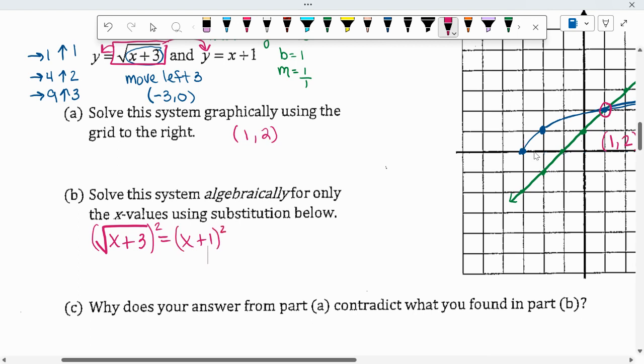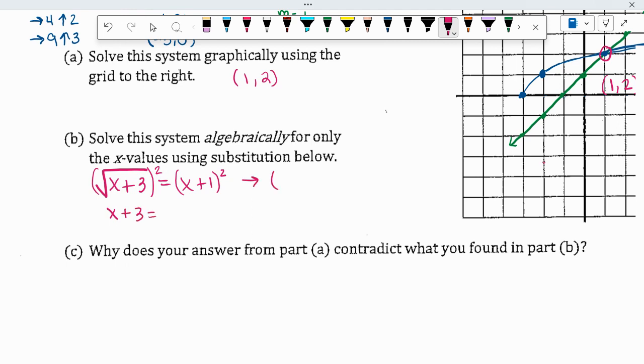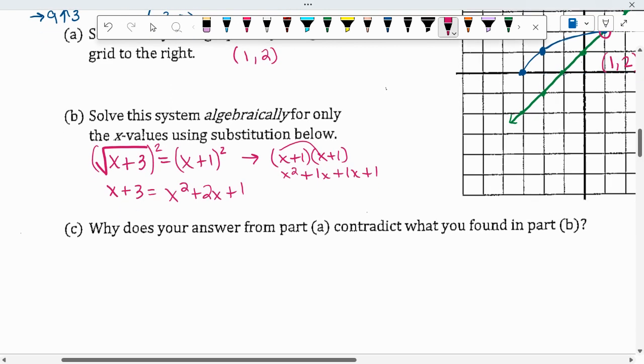But remember, when you square a binomial, you have to FOIL. So this becomes x plus 1 squared equals x plus 3. I just want to show you what this looks like. That's what's really happening right here. So x squared plus 1x plus 1x plus 1, which equals x squared plus 2x plus 1. That's a quadratic. How do we solve quadratics?